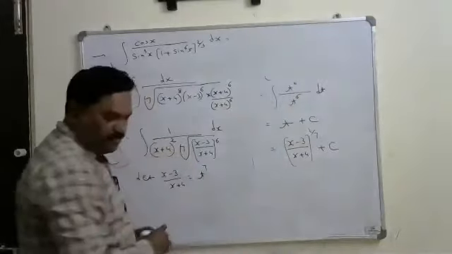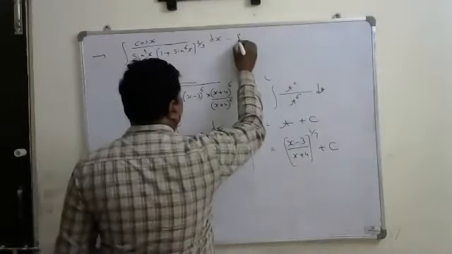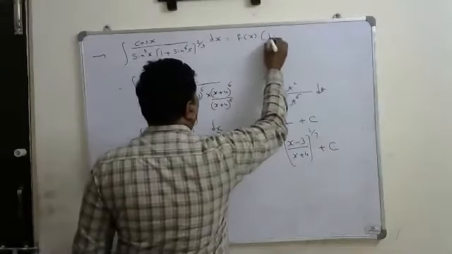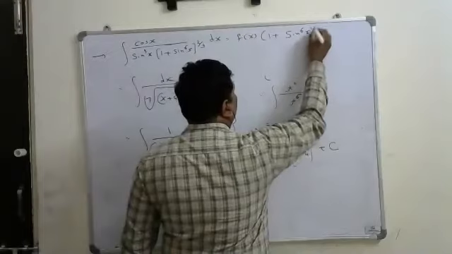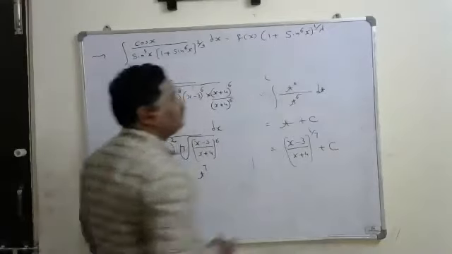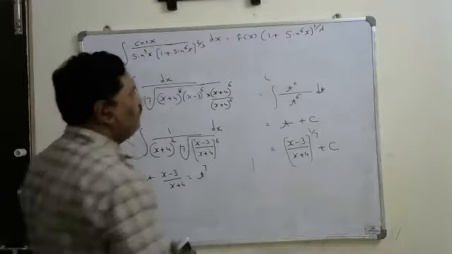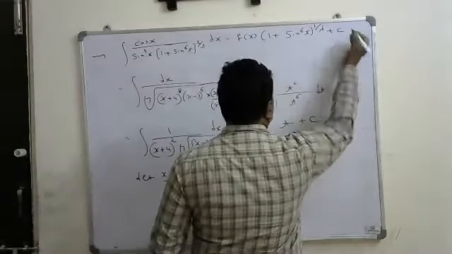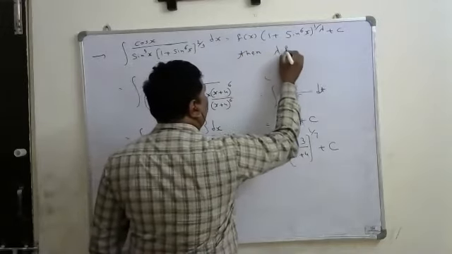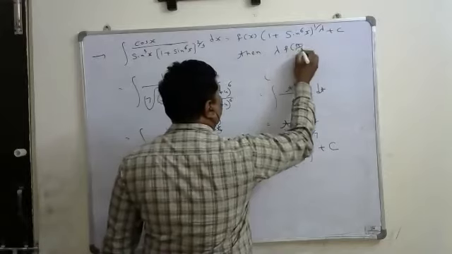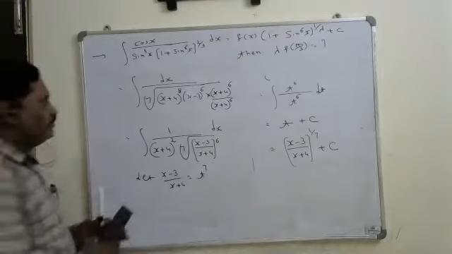is equal to f of x into (1 plus sin power 6x) whole power 1 by lambda, whole power 1 by lambda, plus c. Then what is the value of lambda into f of pi by 3? You have to find the value of this: lambda into f of pi by 3.